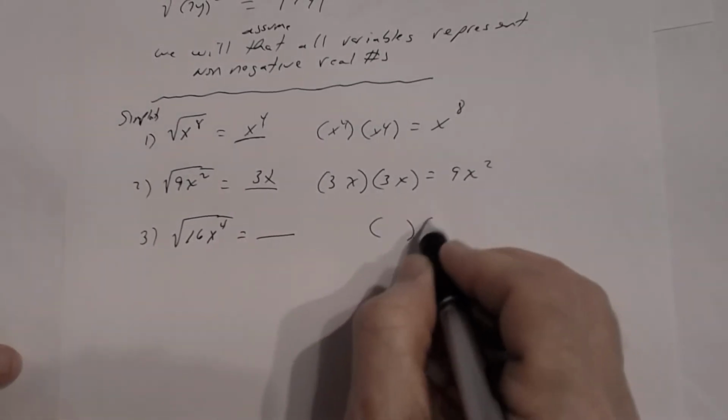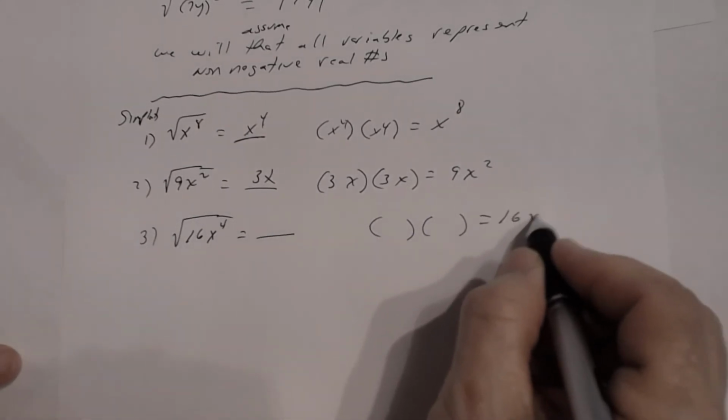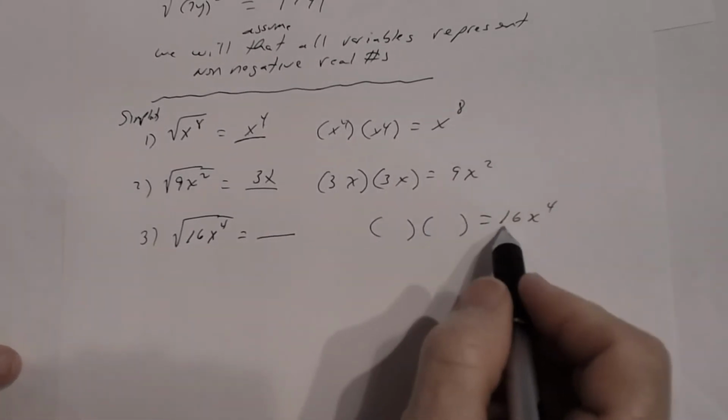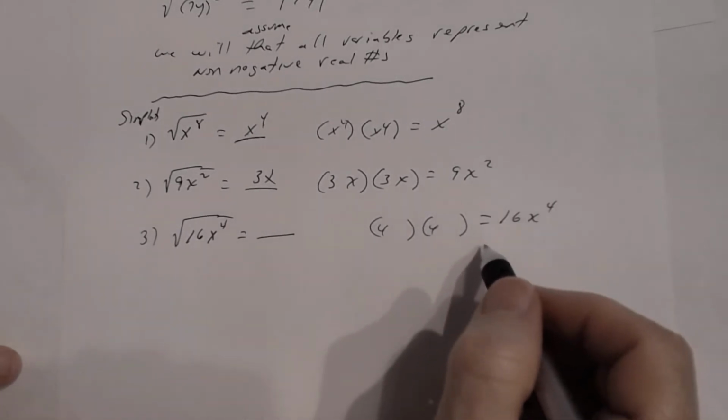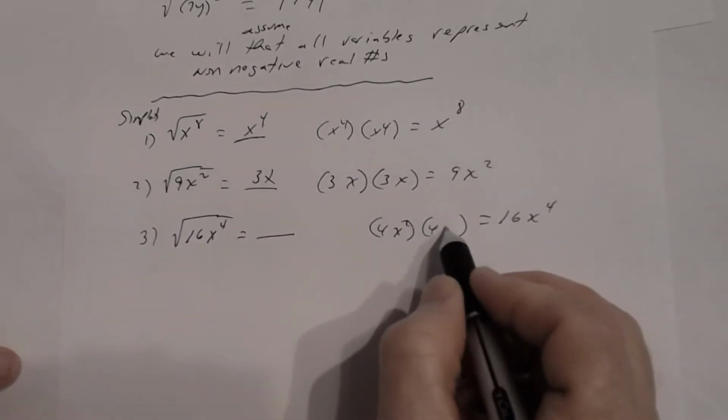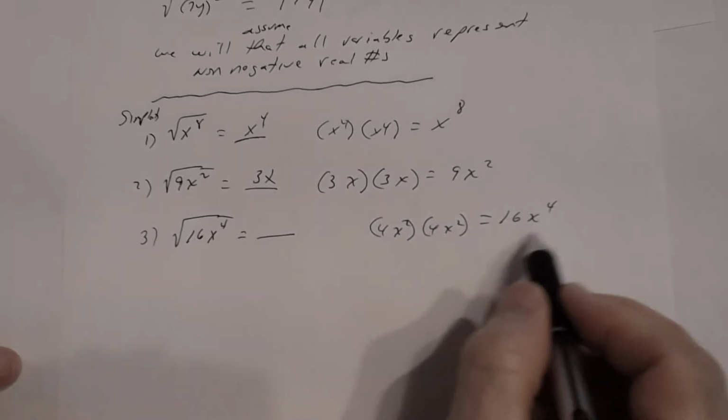Well, what expression times itself is 16x to the 4th? Well, 16 is easy. That's 4 times 4. What about x to the 4th? X squared, right? So x squared times x squared is x to the 4th.